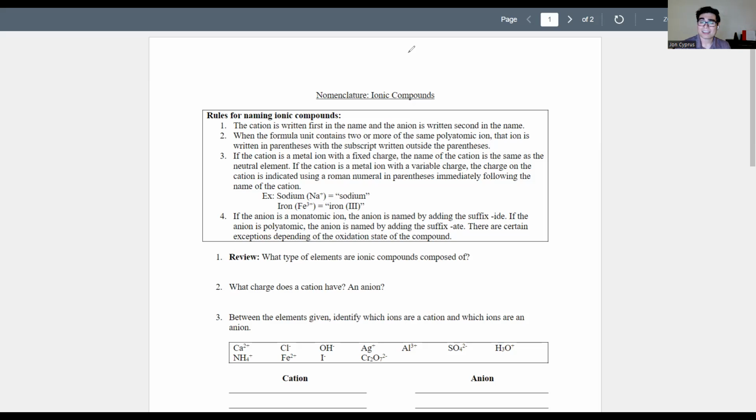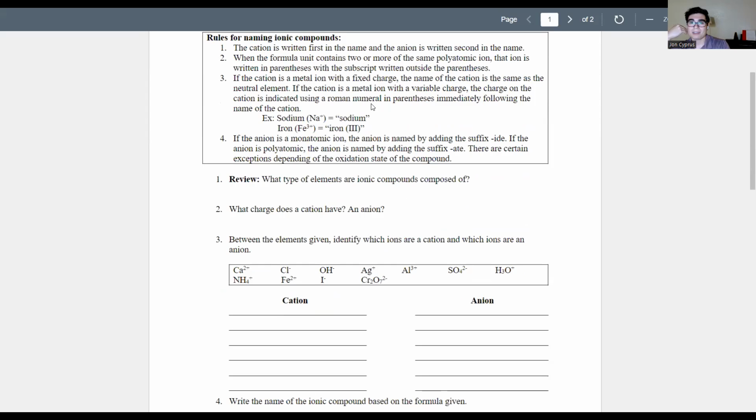Four, it says if the anion is a monoatomic ion, the anion is named by adding the suffix "ide." If the anion is polyatomic, the anion is named by adding the suffix "ate." So if it's a monoatomic ion like fluorine, sodium chloride, sodium fluoride, right? Fluorine, fluoride, bromine, bromide. You add "ide." If it's polyatomic, you put "ate." So sulfate, phosphate, nitrate, right? Those were all polyatomic ions that we saw. There are certain exceptions depending on the oxidation state. But this is the general rule.